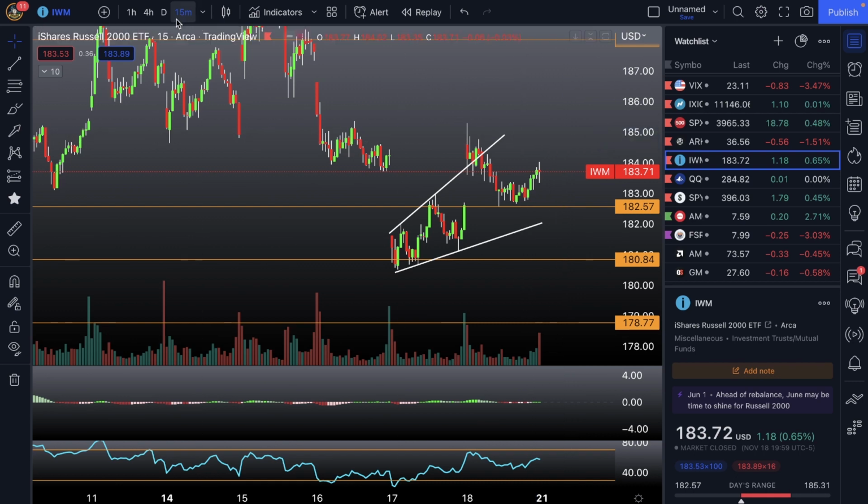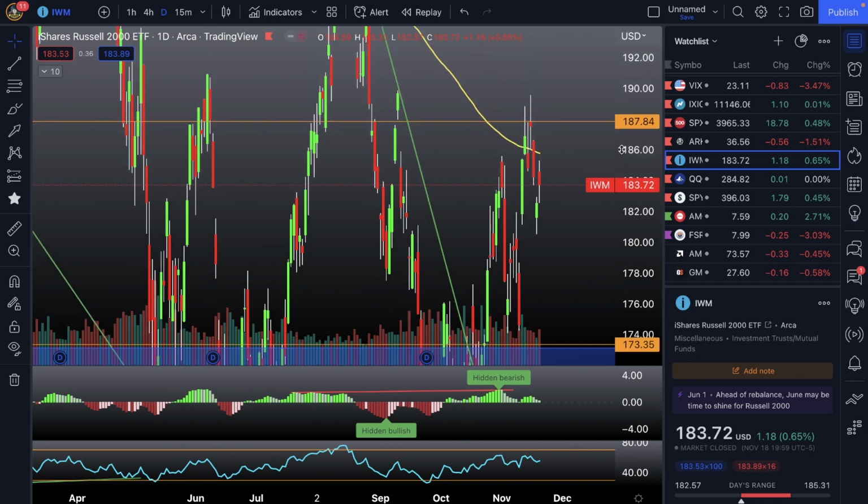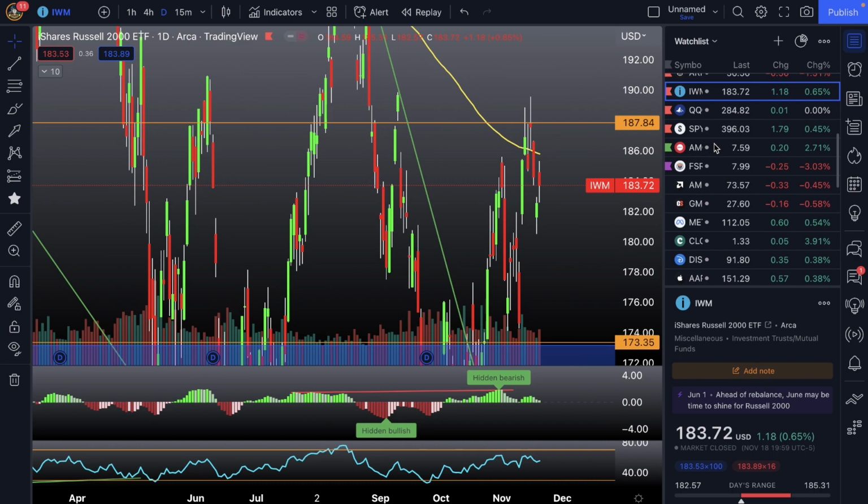Now, apart from the indices, let's say I can't really find a trade off the indices. I wake up in the morning and things just really aren't looking that clear to me. The next thing I'll go to is mega caps. So I'll start off with this whole entire watch list over here. I already have a few names that I like to look at.